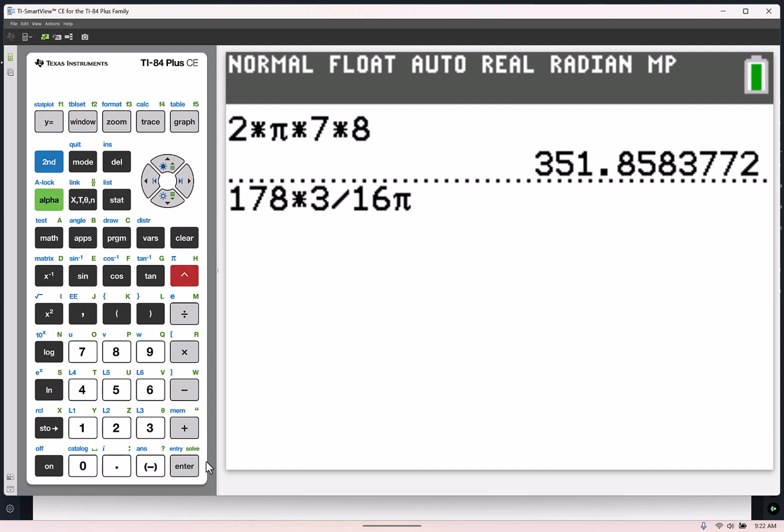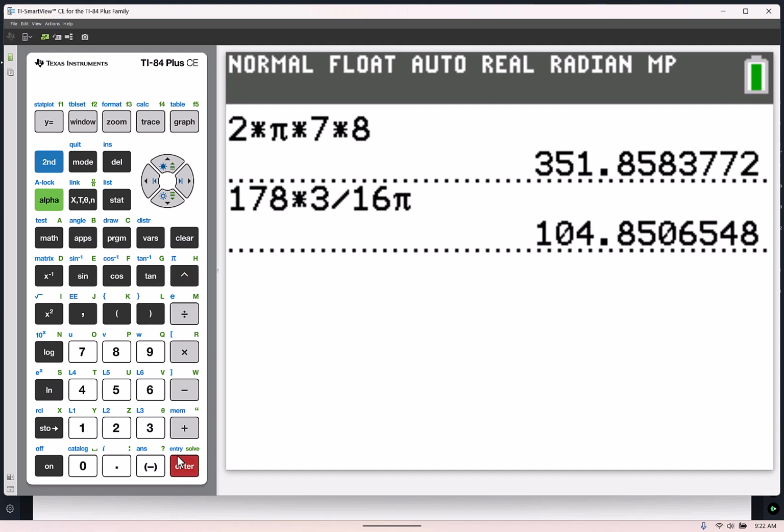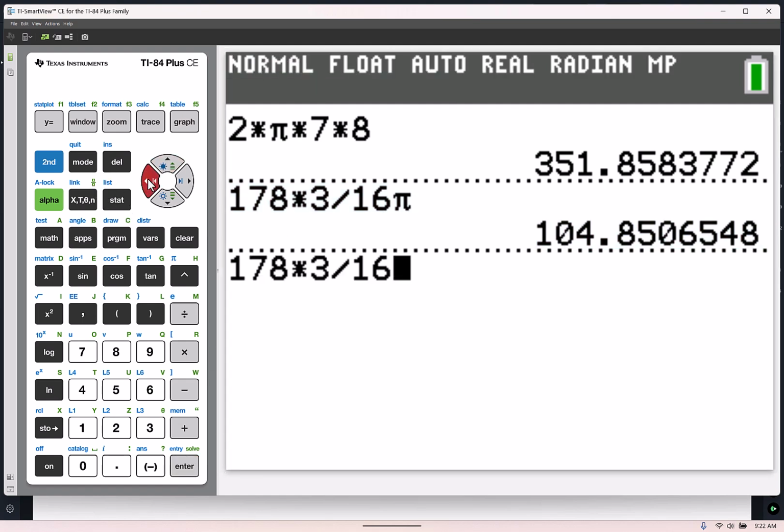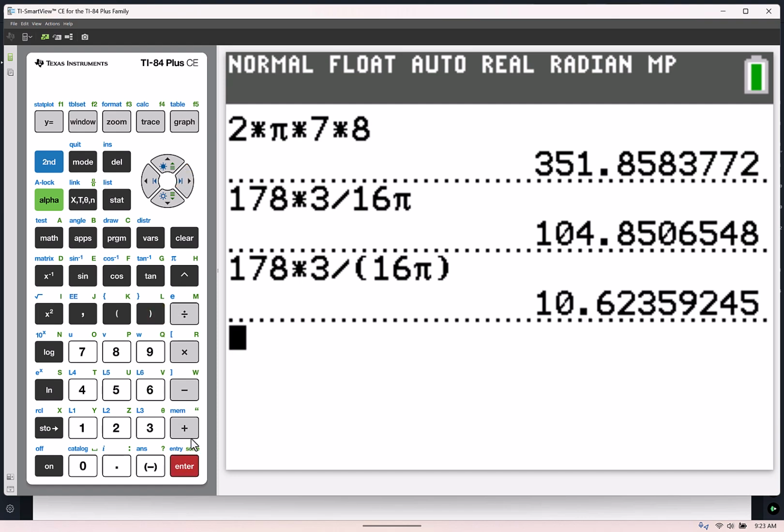Tell me why this is wrong. Yeah, this is just 178 times 3, divided by 16, and whatever that is times pi. The calculator is stupid. It's just code. It executes left to right. You have to put parentheses around the 16 pi, and I'll show you how you can never get it wrong. Second, insert, parenthesis. And now look, it's going to be a different number.